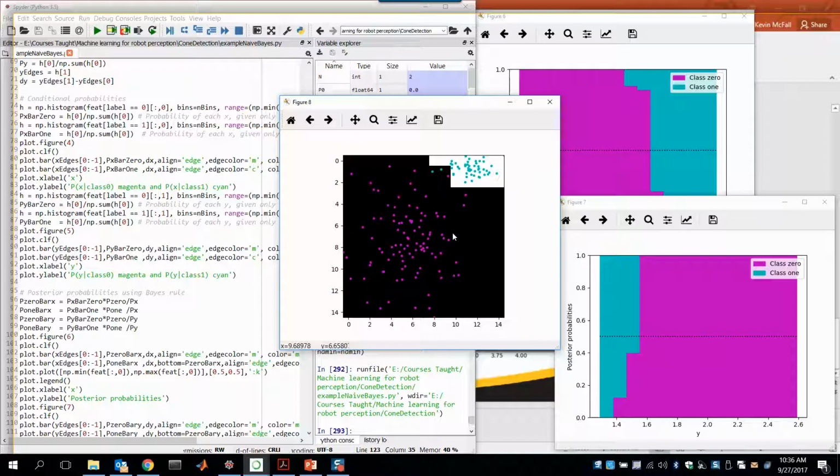Now, my guess is if we had enough data and were able to use more histogram bins, more than 15 bins with more data, we would get a decision boundary that is more jagged and can get more things in there, and it would do better.